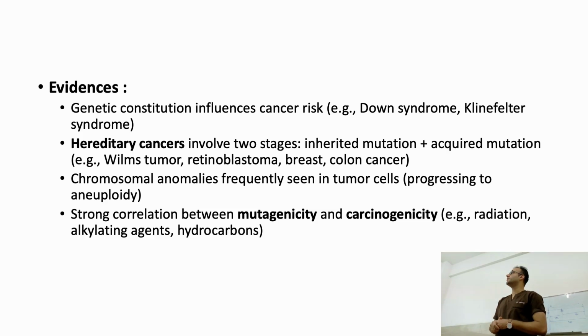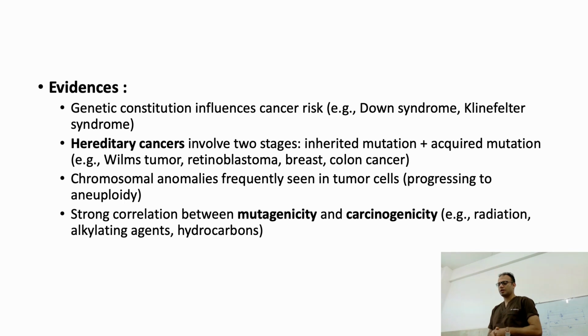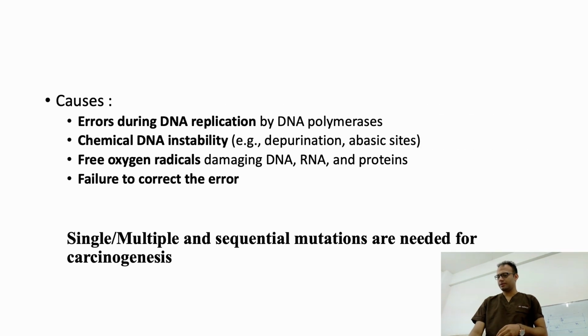So Dr. Hansen proposed some evidence for the genetic theory, that is, the genetic constitution influences cancer risk. Some cancers were prevalent in Down syndrome, and hereditary cancers, which also involve two stages, were proposed by him. These were some evidences proposed by Dr. Hansen in his published literature, and he also proposed a strong correlation between mutagenicity and carcinogenicity in his first work.